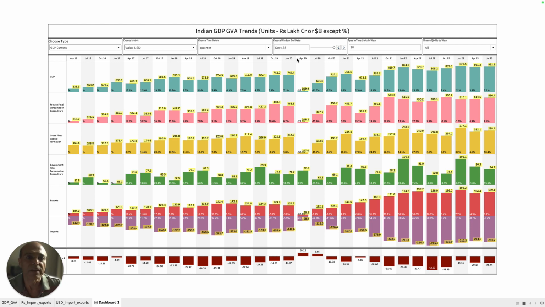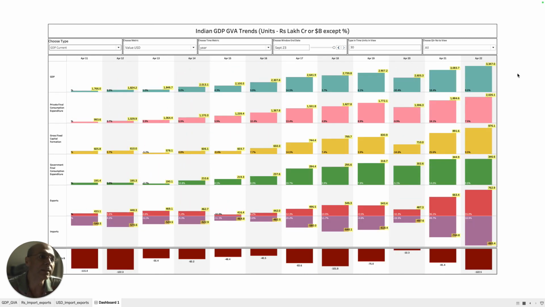Let me do one more thing so that you understand where we stand as far as yearly numbers are concerned. If you look at the yearly numbers, FY23 from a dollar point of view, the last financial year, is $3.347 trillion. So our aim is a $5 trillion economy, right? The numbers are still way off compared to our target. Even in the next financial year, we probably will not reach a $4 trillion economy. So we still have to cross a lot of ground to reach a $5 trillion economy.